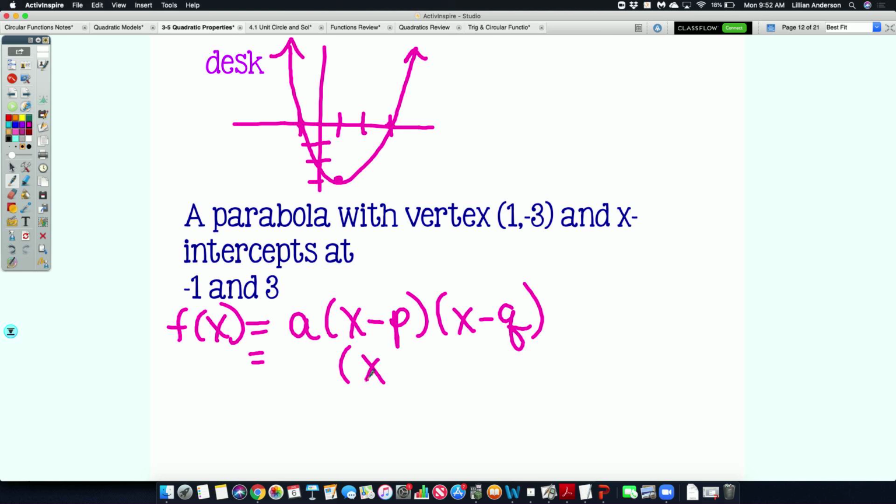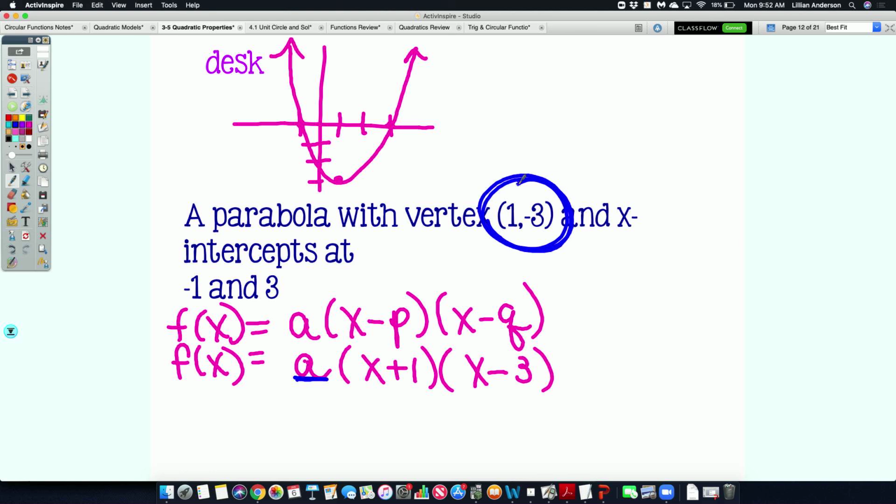So I'm going to plug that in. If I make P -1, x minus a -1 makes a what? Yeah, positive. It's a positive. And then it'll be x minus 3 for the other. Now, so far, I'm almost done. The last thing I need to do is find the value of A to get my function. This is where the vertex comes in. Another point on the graph. In order to find that value of A, I'm going to take that other point and plug in 1 for x and -3 for y.